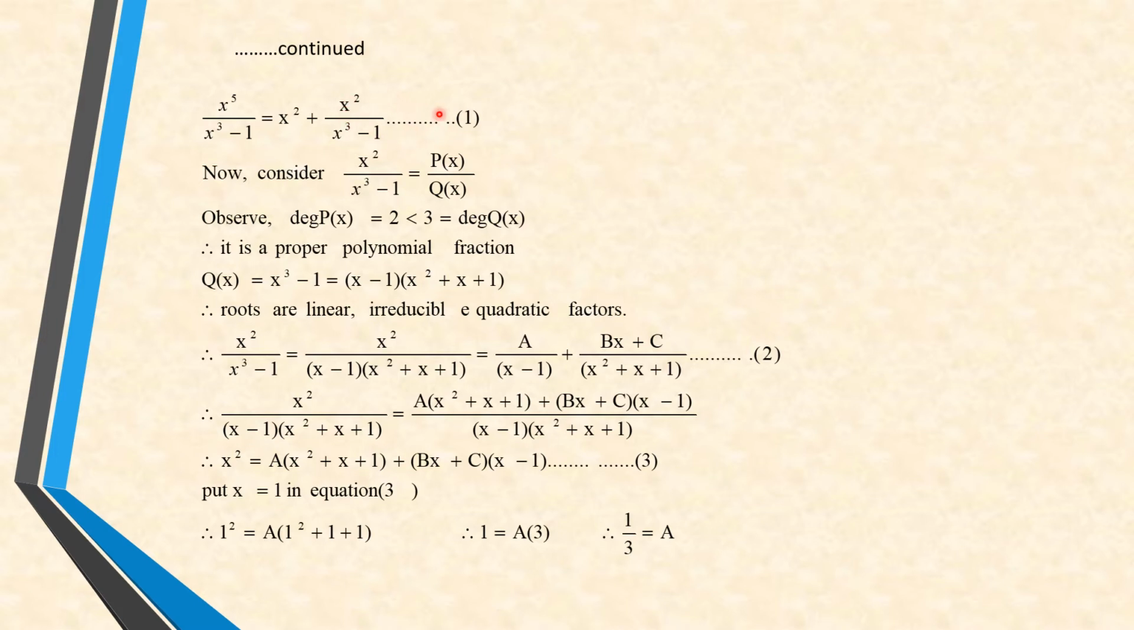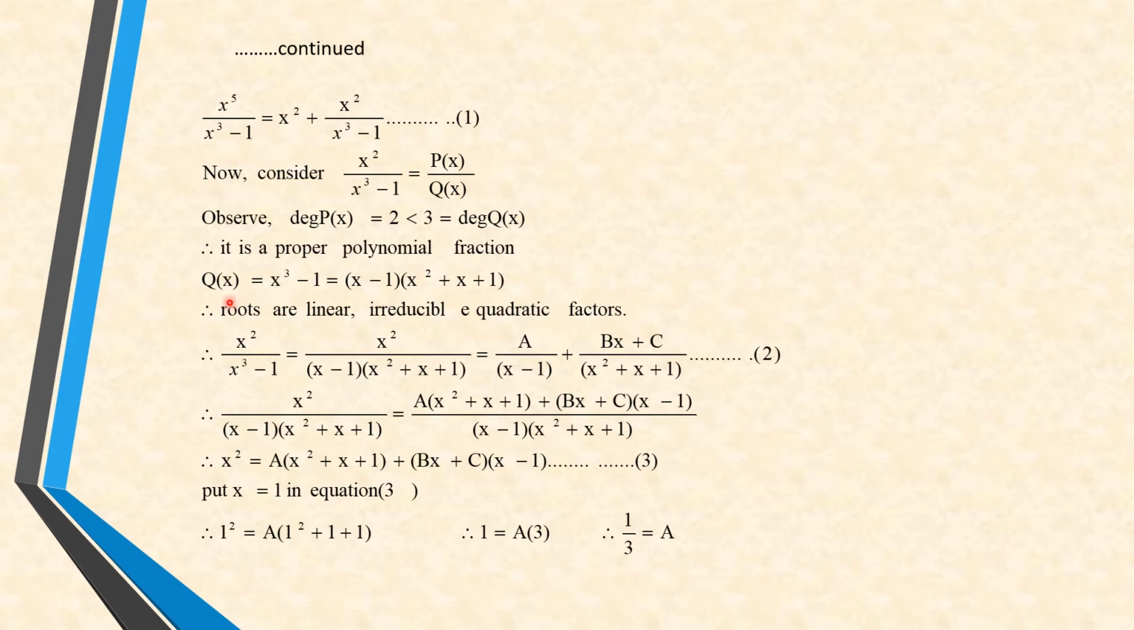Now concentrate on this fraction. What is the fraction? X square upon x cube minus 1. Now again we will name it as p of x upon q of x. Power of x is 2 in p of x. So degree p of x is 2, whereas power of x is 3 in q of x. So degree q of x is 3. So in this case, now we have degree p of x is less than degree q of x. So it is now a proper polynomial fraction.